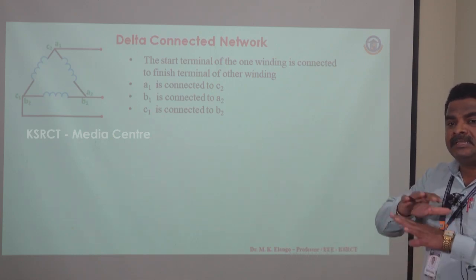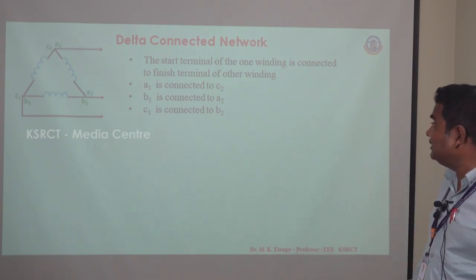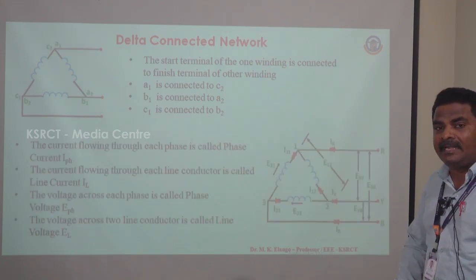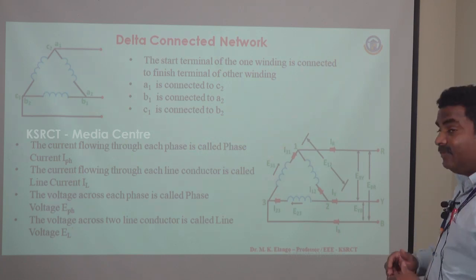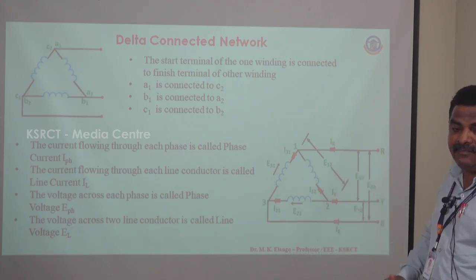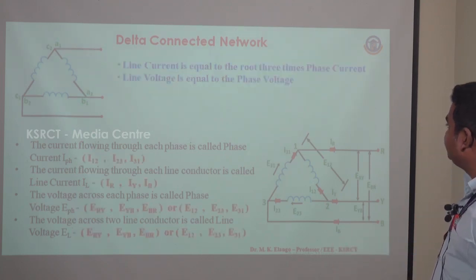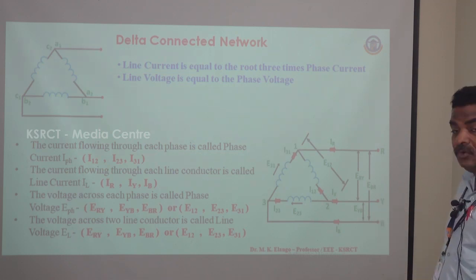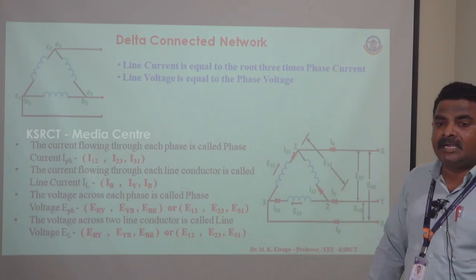See, if you connect three windings in a three phase system like this, the representation is called a delta connected network. Here also the same explanations apply for line current, line voltage, phase current and phase voltage. When equating line voltage, phase voltage, line current and phase current, we came to know that line current is equal to √3 times phase current and line voltage is equal to phase voltage, right? See, this is the representation for star connected systems and delta connected systems.